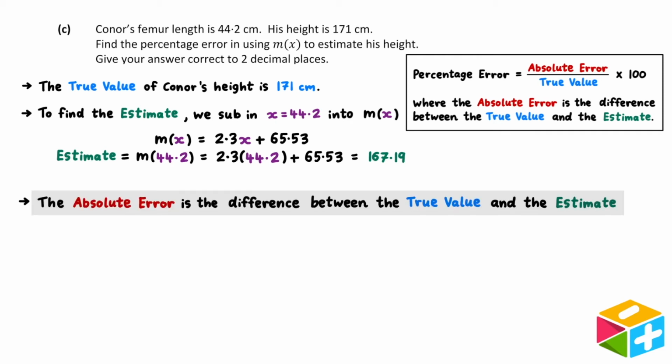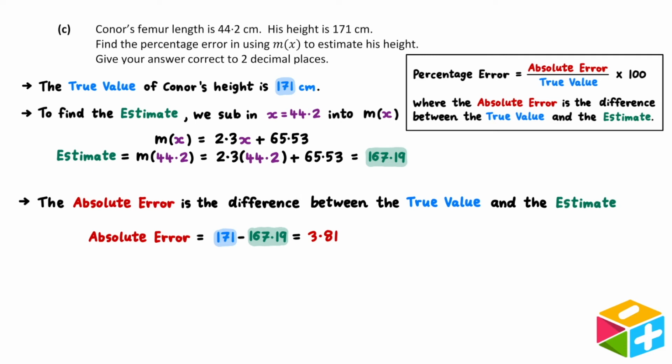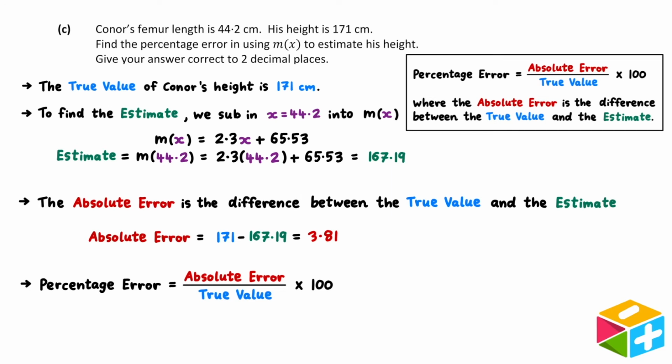The absolute error measures how far off the estimate is. Formally, it's the difference between the true value and the estimate. To find it, we simply subtract these numbers away. Here, our absolute error is 171 minus 167.19, which is 3.81. Now that we know the absolute error and the true value, we can calculate the percentage error by subbing these values into the formula.